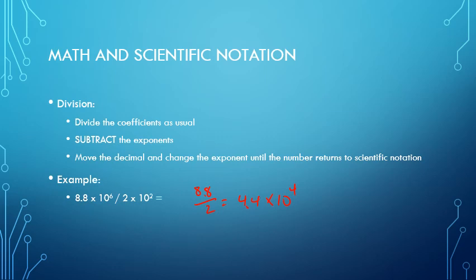What I do want to go over though is, again, if we were doing our answer with significant figures for this, the 8.8 has two significant figures. The 2 has one significant figure, so my answer would have to be rounded so that it had only one significant figure. So instead of having 4.4 times 10 to the 4th power, with significant figures my answer would become 4 times 10 to the 4th.